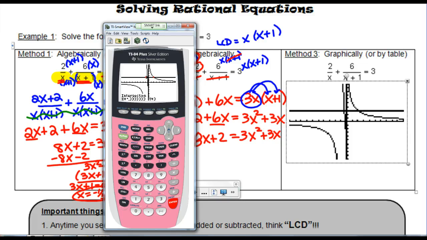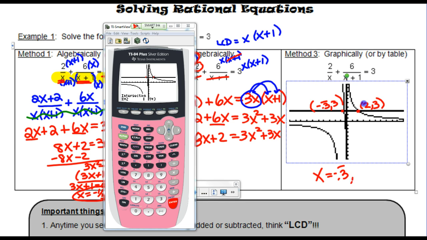And there we have it. We have negative 0.3 repeat bar, comma 3. And then the other intersection will end up being at 2, 3, but we can do it. And your x values are your answers. Please make sure you put a 0.3 with a repeat bar on it. If you know that that's 1/3, that's even better to write it as negative 1/3.